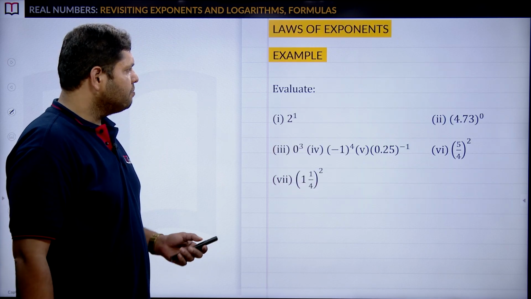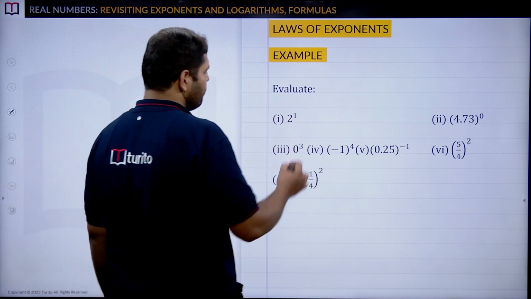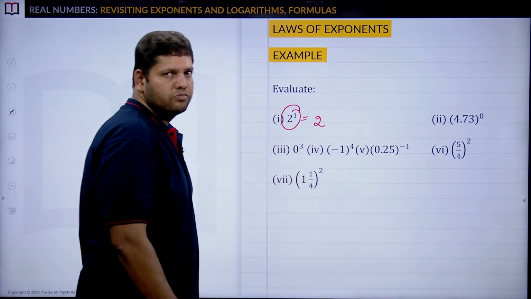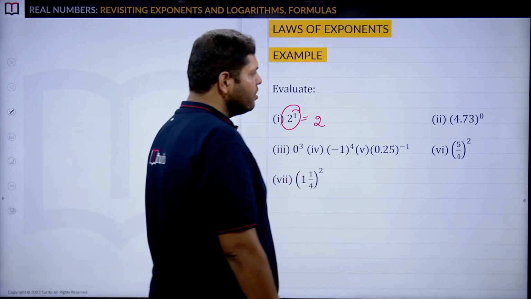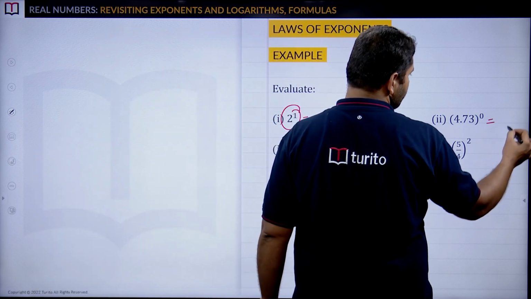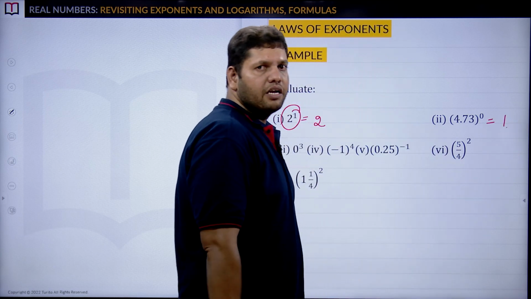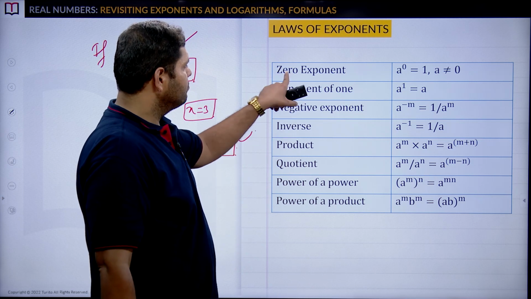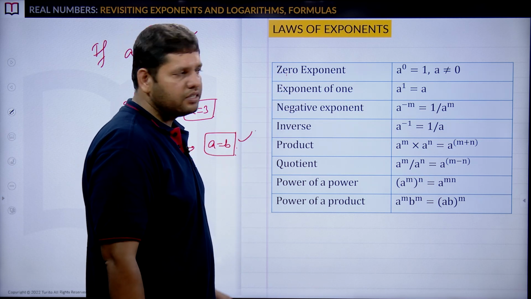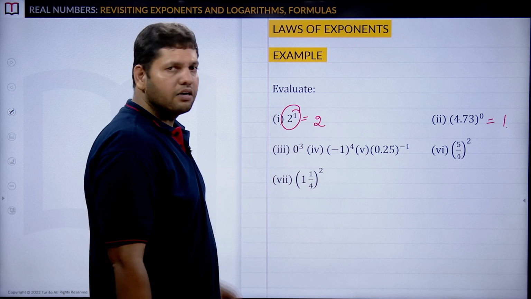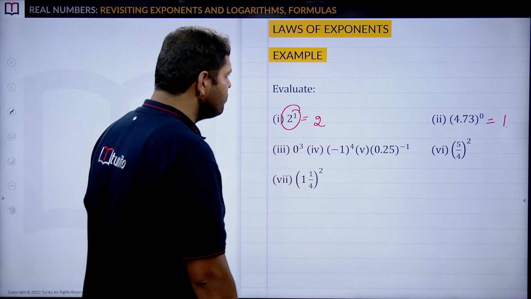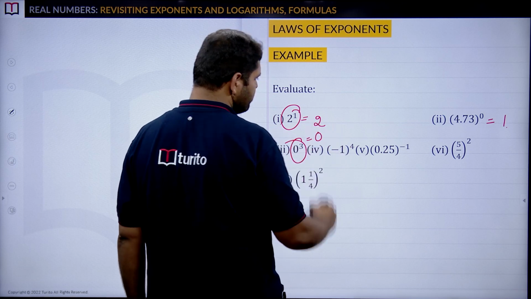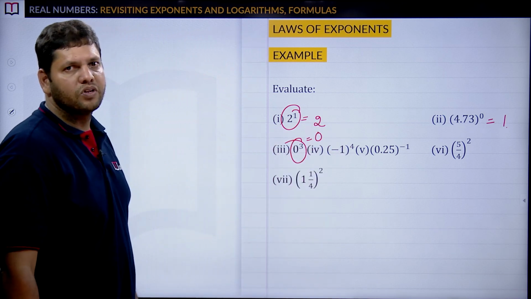Now, children, see one example. Find the value of 2 to the power of 1. Children, what is the 2 to the power of 1 value? It is 2. Okay. And 4.73 whole to the power of 0. Can I say the answer is 1 here? Here we are applying the zero exponent rule, isn't it? So the answer is equal to 1. Next, 0 whole to the power of 3. So what we get, children? The answer is 0 only.